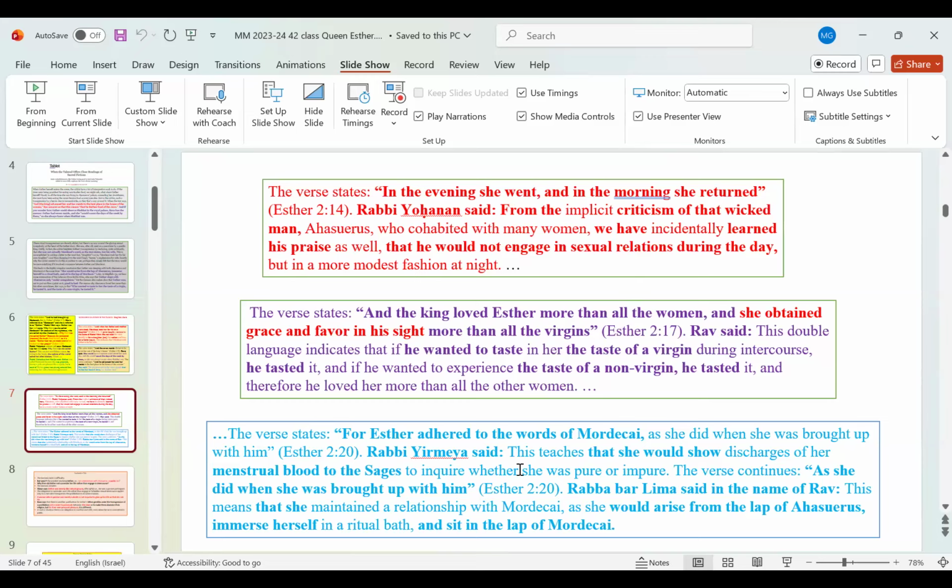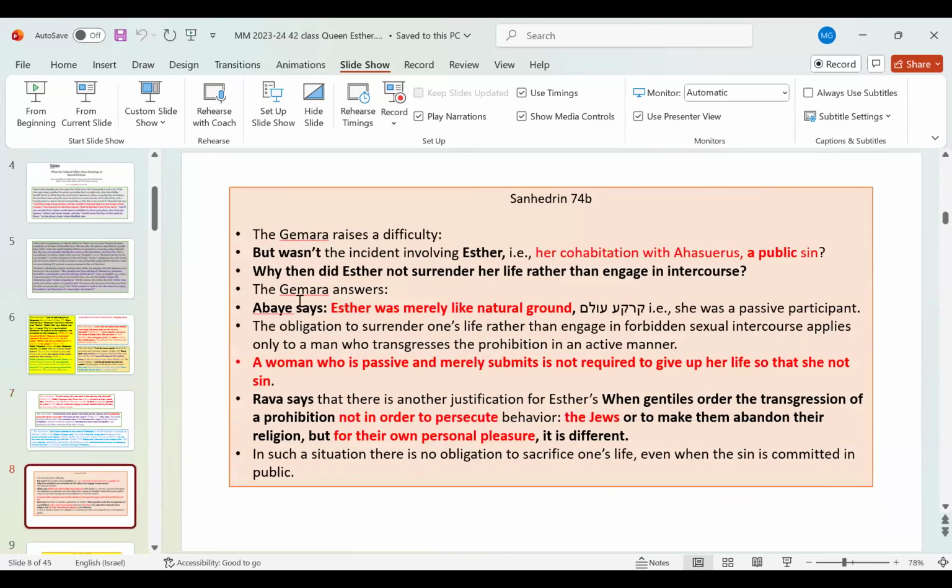And this one, about menstrual blood. Oy, okay. You could read that for yourselves. I don't have to necessarily repeat that one. Okay, all right, let's go on.